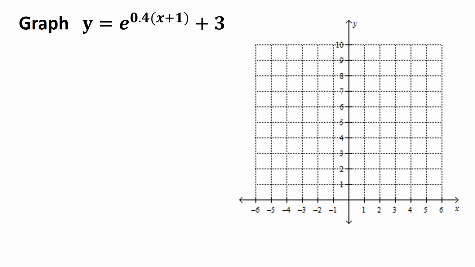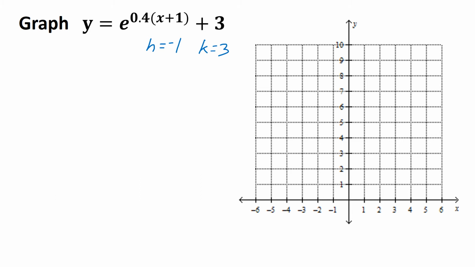Here's one a little more complicated. y equals e raised to the 0.4 (x + 1), plus 3. All right, well, you should recognize first that there is an h and k shift here. So h here would be negative 1, which means that the graph is being shifted 1 to the left, and k is 3, which means whatever you get for the first part of the function, it'll be moved up by 3 units.